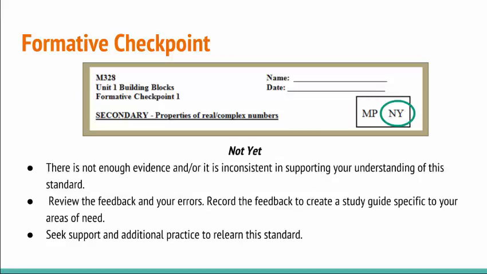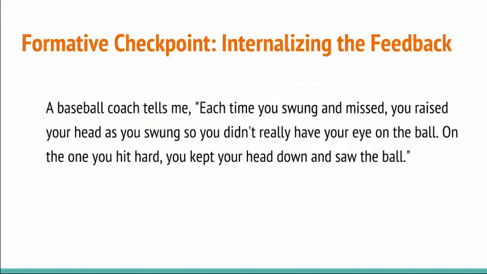If I circle an NY, it's because I do not believe that you've yet reached a level of proficiency. There is not enough evidence, or the evidence you've given me is inconsistent in supporting your understanding of this standard. Remember, this isn't the end game, so don't worry. What you should do is review the feedback and your errors and record the feedback, basically creating a study guide specific to your areas of need. You should seek support and additional practice to relearn this standard.